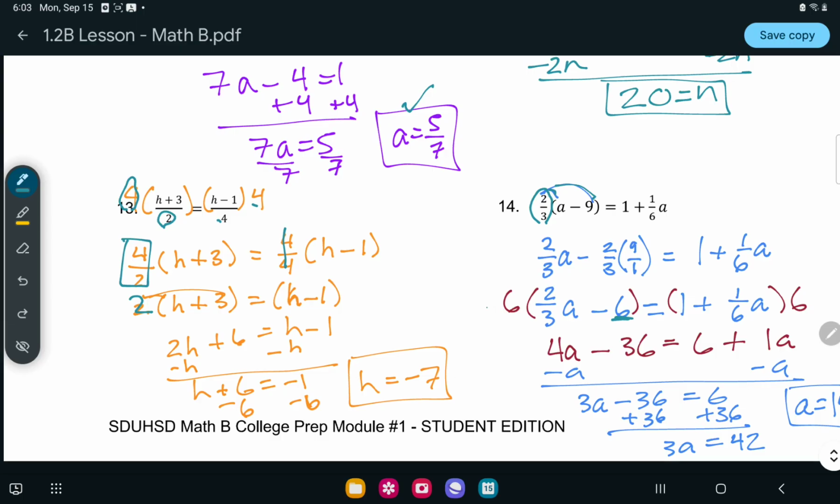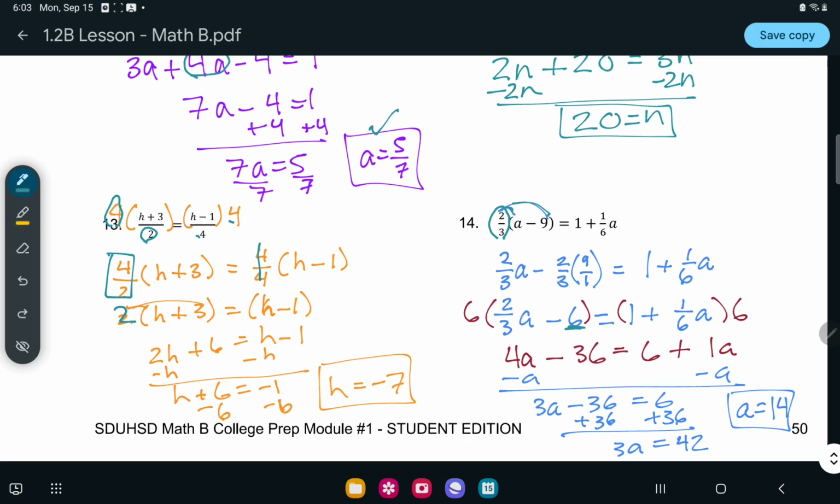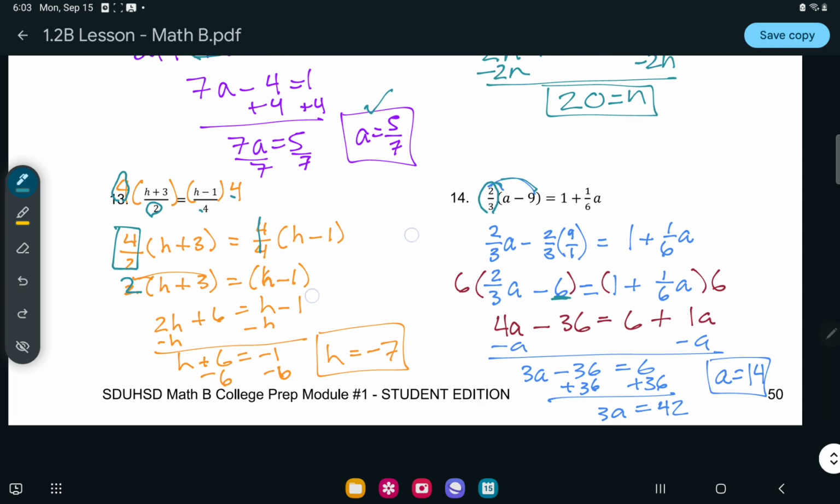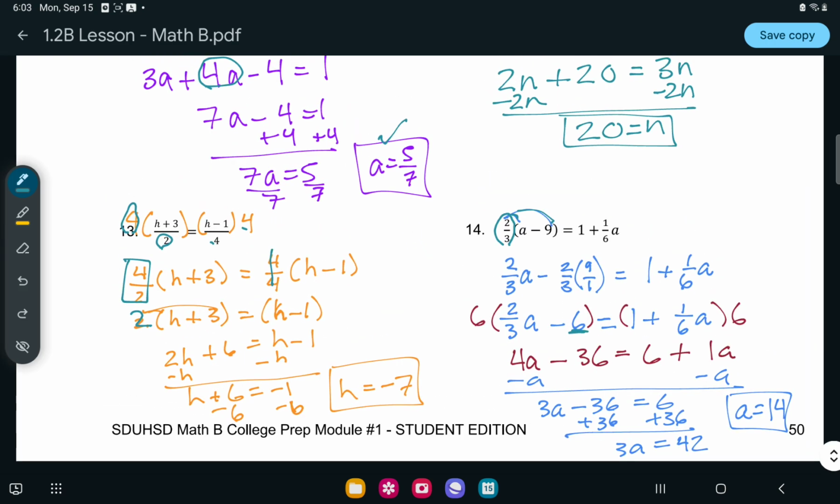Then I wanted to clear the fraction in the second step. So I multiplied everything by 6. 4a minus 36 equals 6 plus 1a. Moved the a to the other side. 3a minus 36 equals 6, and then added 36 and divided by 3. So my answer here, you can't see it, is a equals 14. So again, simplify each side first and then move the smallest variable to the other side.